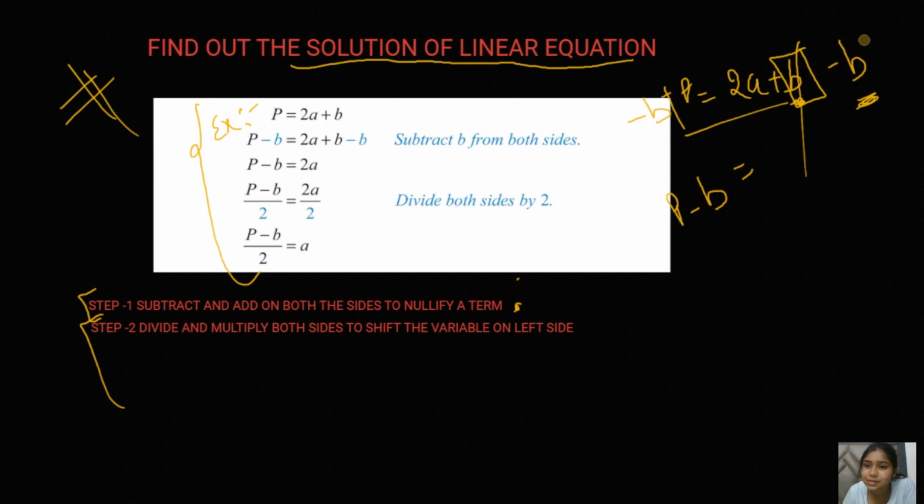Okay, so now you have to shift this 2a here. First you have to shift this 2, so you have to divide by 2 so as to nullify the 2 from the right side. You just have to eliminate the constant and the variables from the right side and put them back on the left side. So let's divide by 2 on both sides. What we'll get is p minus b divided by 2 equals a. Okay, so this is what we get as the value.